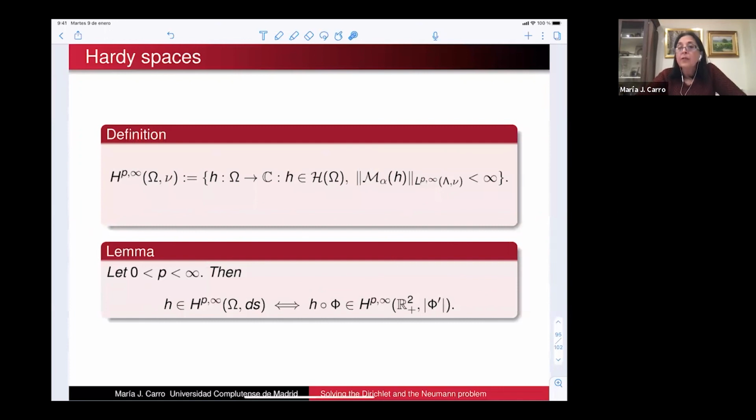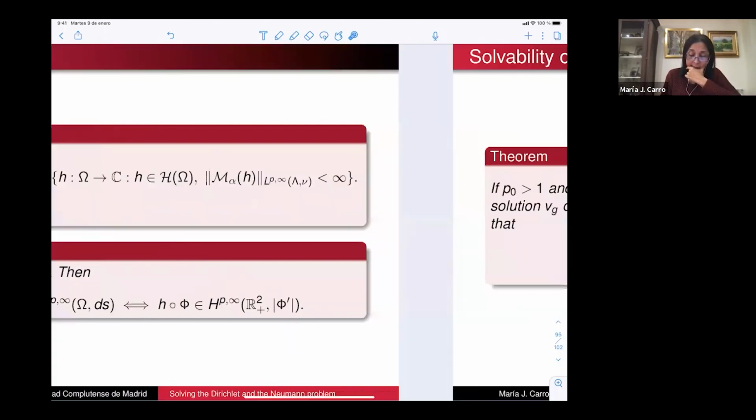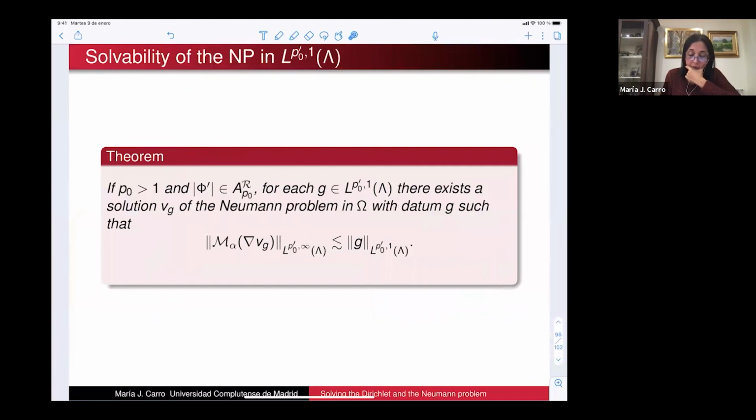But this is the technique that we had to develop, and in particular, for example, we had to solve the problem of the previous lemma that I have told you before, but in HP infinity. And it was not so easy. In fact, we couldn't solve it in general. For P0 bigger than 1, we succeeded, and this is the result. So if P0 is bigger than 1 and the Jacobian is in the restricted weak type class, then the Neumann problem is solvable in LP'01. And we have exactly the behavior of the maximal of the gradient. So this is the result.